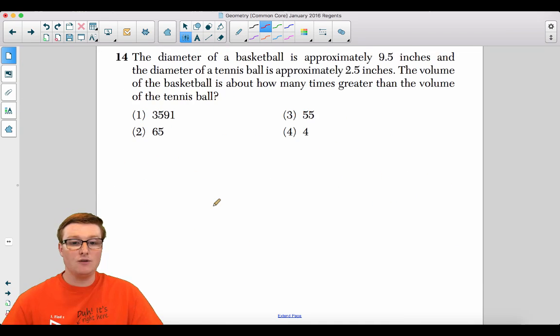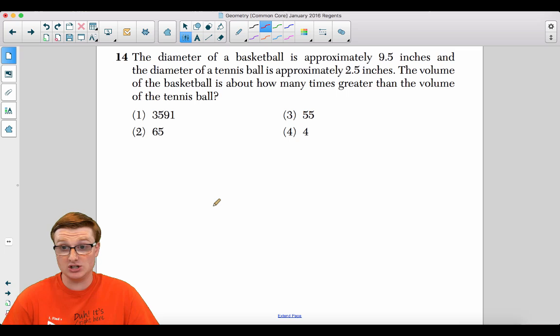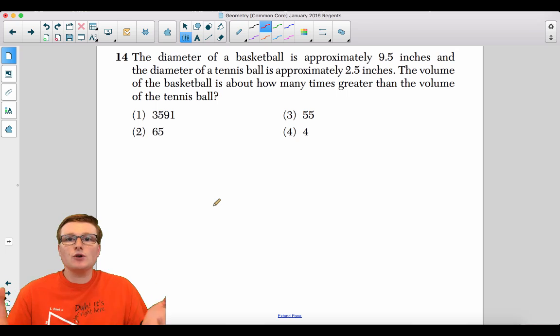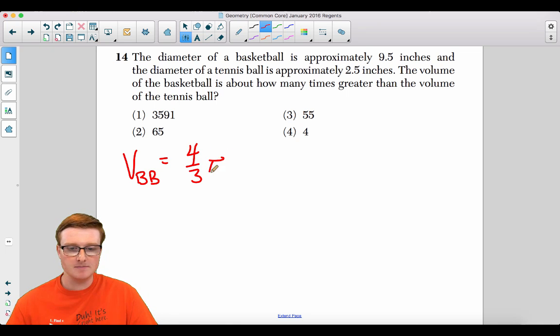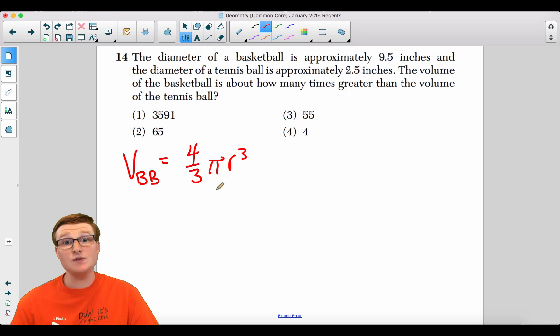Moving on. 14. The diameter of a basketball is approximately 9.5 inches, and the diameter of a tennis ball is approximately 2.5 inches. The volume of the basketball is about how many times greater than the volume of the tennis ball? So first, let's find these volumes. So the volume of the basketball, I call it BB, basketball. The volume of the basketball will be 4/3 pi r cubed. It is a sphere, so that's the volume formula for a sphere.